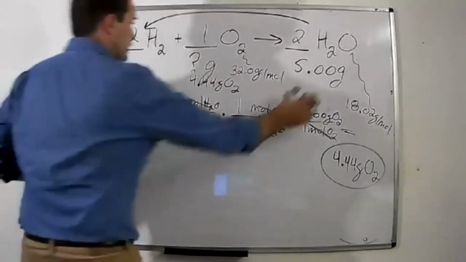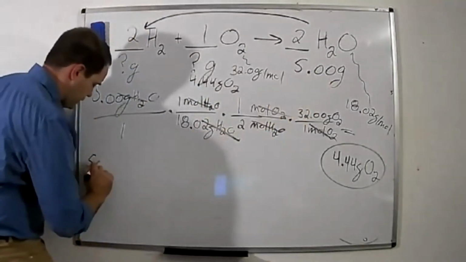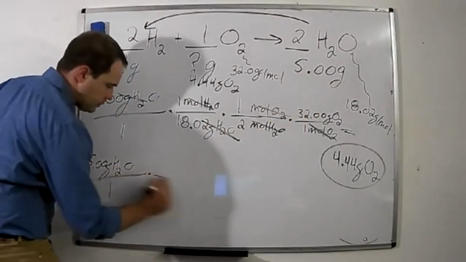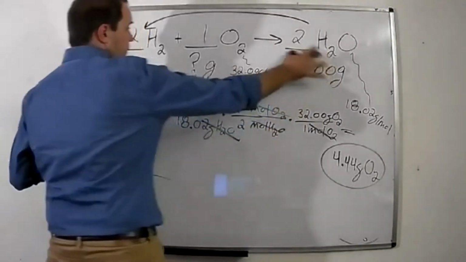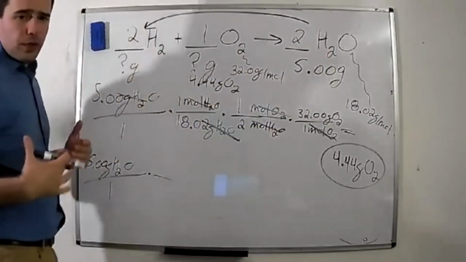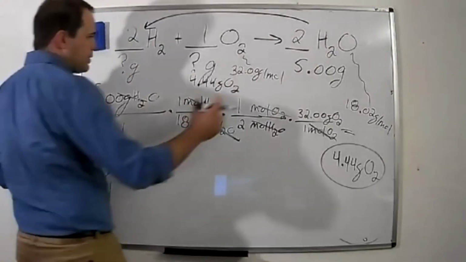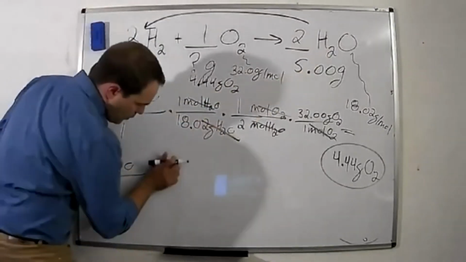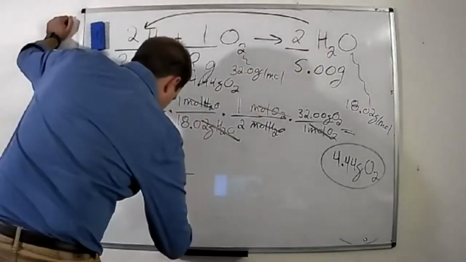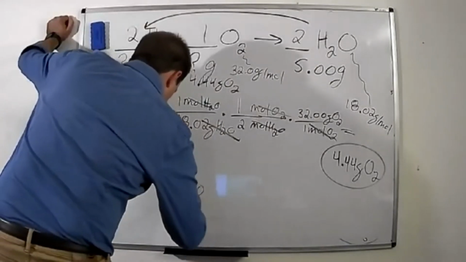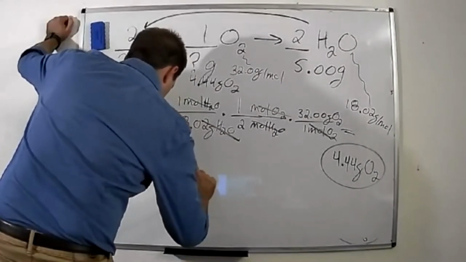So we're going to take this 5.00 grams of H2O again. Now this time I'd like to jump from H2O to H2. So again, I need to be in moles before I can do that. So it's going to be the same first step. We're going to divide by the molar mass of H2O, 18.02 grams of H2O in a mole of H2O.